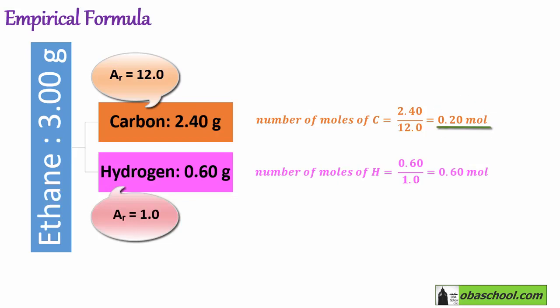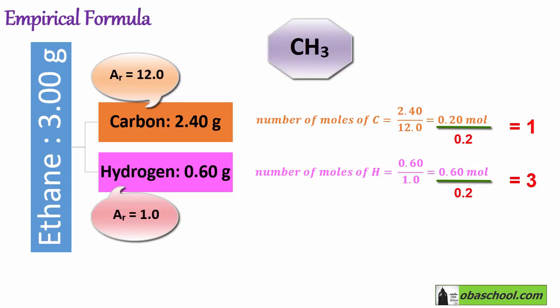So 0.2 divided by 0.2 is equal to 1, and 0.6 divided by 0.2 is equal to 3. So this will give a ratio of carbon to hydrogen, which is equal to 1 to 3. So for every carbon atom, we have 3 hydrogen atoms, and this means that the empirical formula of ethane is CH3. Now we have to find the molecular formula of ethane.